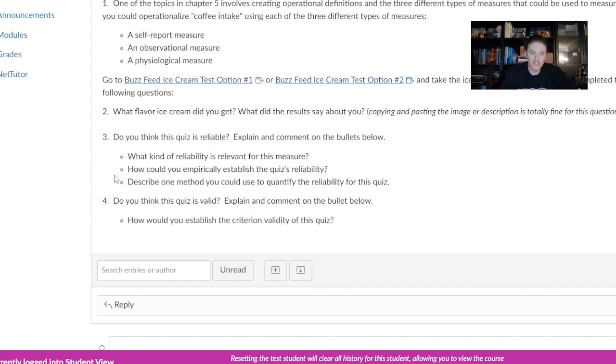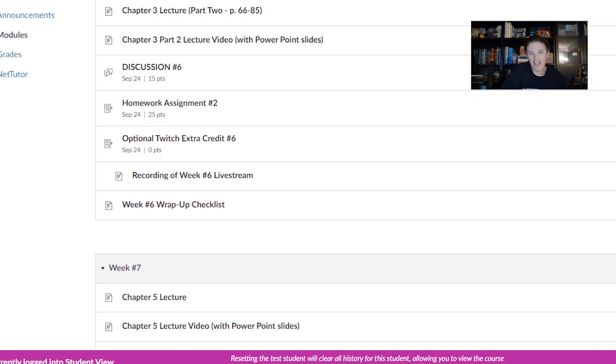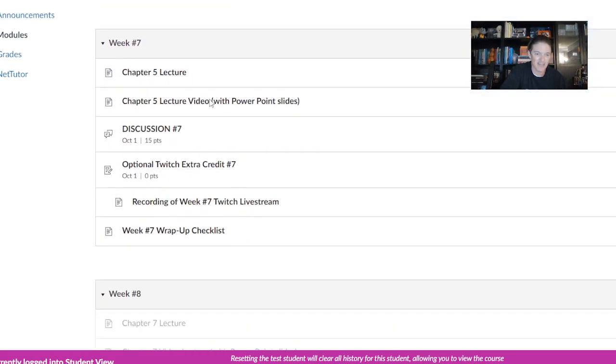And then number 4, do you think this quiz is valid? Explain and comment on the bullet below. How would you establish the criterion-related validity of this quiz? So you get to find out your ice cream personality type here, and then you're going to think a little bit about those results, whether it's reliable, whether it's valid, kind of focusing on these bullets, getting a chance to apply the different types of reliability and validity that we're talking about in this chapter. So I hope that's kind of fun and you enjoy the opportunity to do that just a little bit.